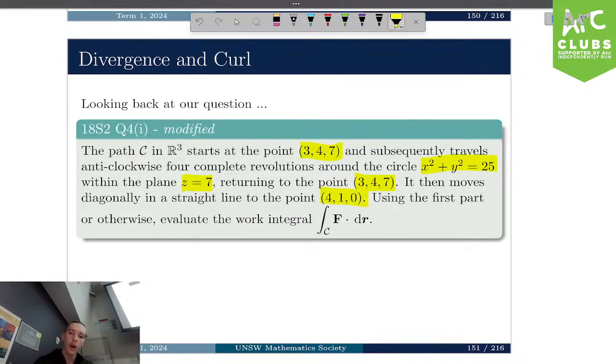Okay. So I'm going to rub this out because we don't actually need this. Because if you'll remember the really nice property about doing line integrals of conservative vector fields is that if it ends up back in the same point it started, 0. The whole thing's 0.